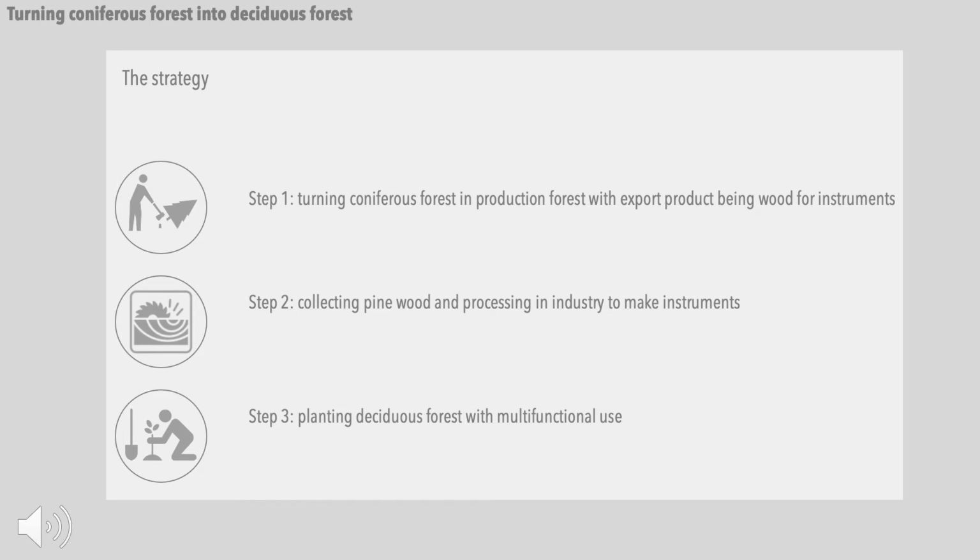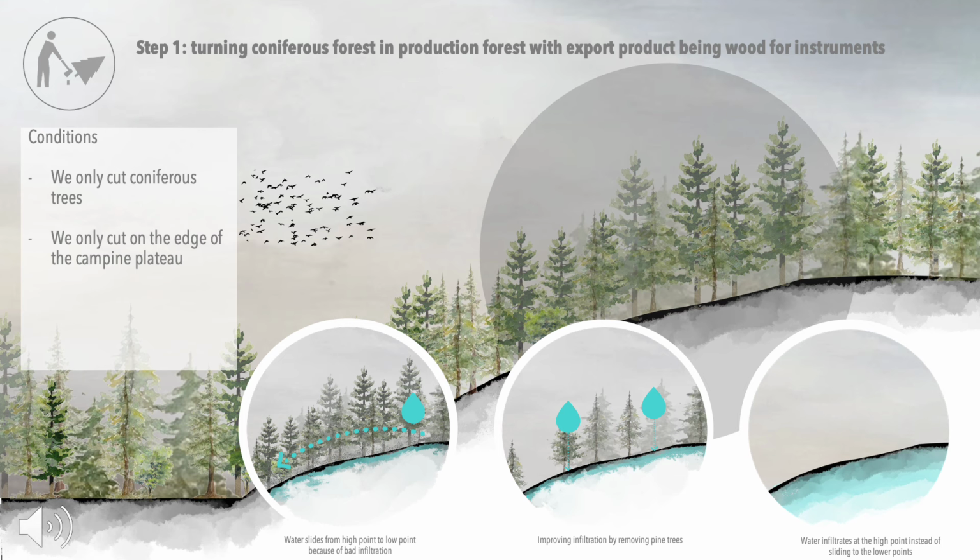So the conversion of the coniferous forest to the deciduous forest takes place on the basis of 3 steps. Step 1, we change the coniferous forest back into production forest. Step 2, the wood from the coniferous production forest is collected and brought to the wood industry where it is processed into musical instruments. And step 3, new deciduous forests are introduced on the basis of small-scale interventions.